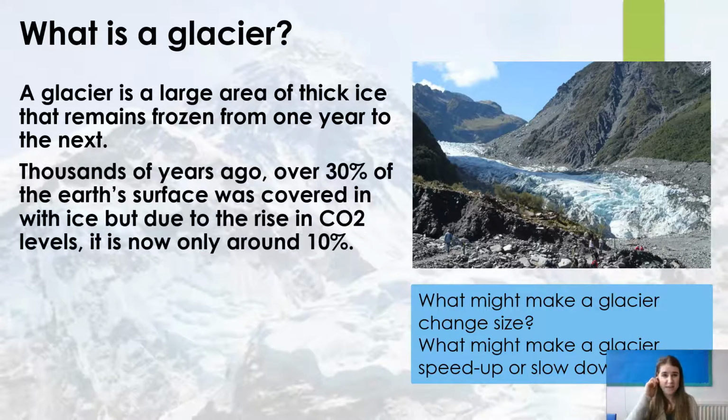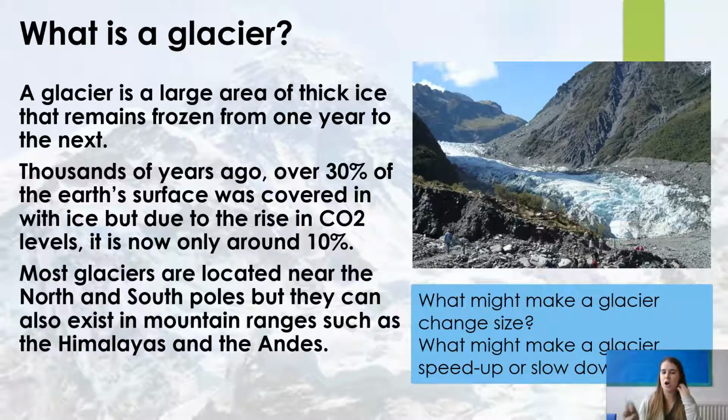Now, thousands of years ago, over 30% of our Earth's surface was covered in ice, but obviously due to global warming and the rise of our CO2, our carbon dioxide levels, it's now only around 10%. And we know from looking at the North and South Pole that the ice caps are starting to melt, okay?